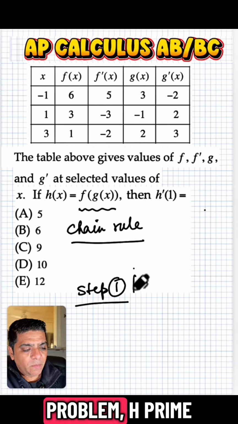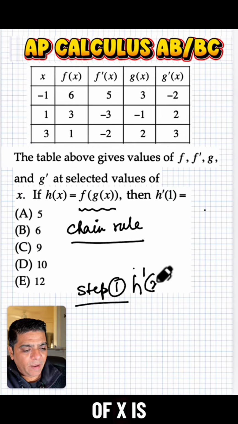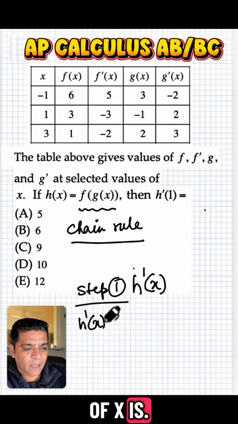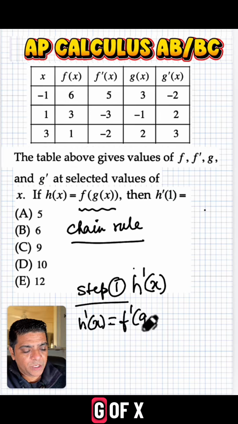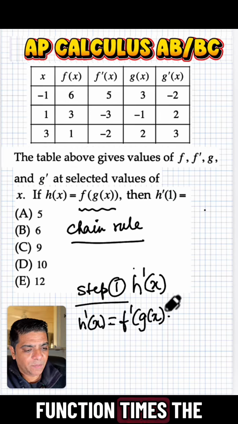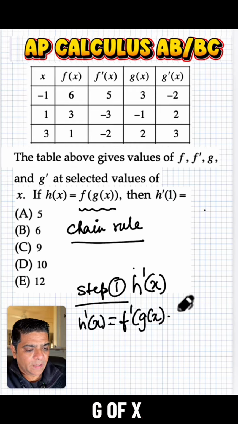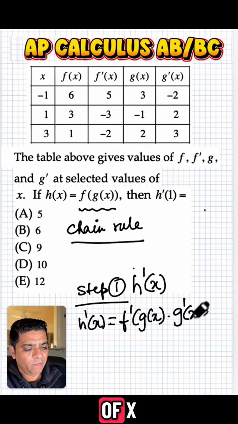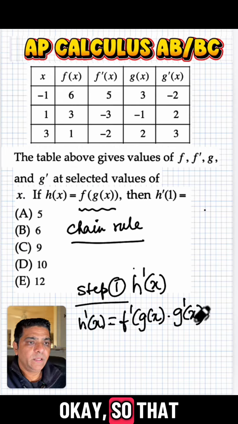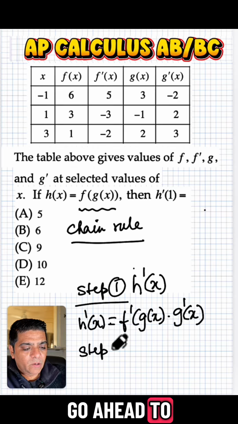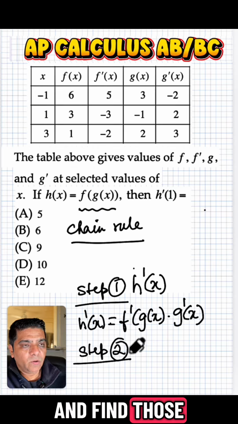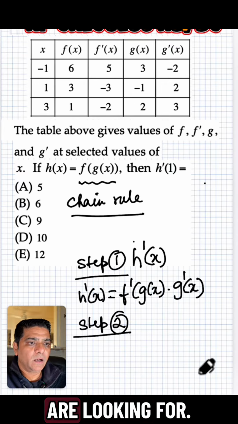So for our problem, h prime of x is given by, so let's find the derivative of the outer function, f prime of g of x, that's the outer function, times the inner function is g of x, so g prime of x. Okay, so that is the chain rule. So we can go ahead to the table now and find those values that we are looking for.